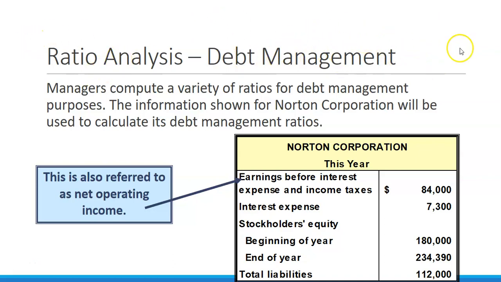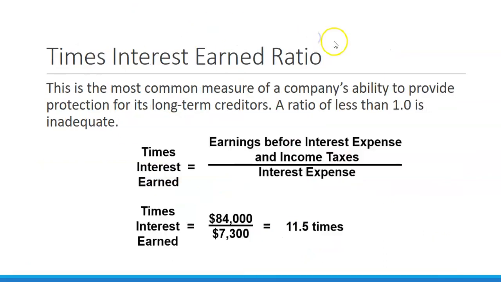Continuing our ratio analysis in Chapter 16, the next set of ratios is looking at debt management. So how well is a corporation utilizing debt, and how much debt are they taking out? So we look at the times interest earned ratio. This is the most common measure that banks use to look at a company's ability to pay for long-term debt. Any ratio less than 1 is inadequate to make sure that we can cover debt.